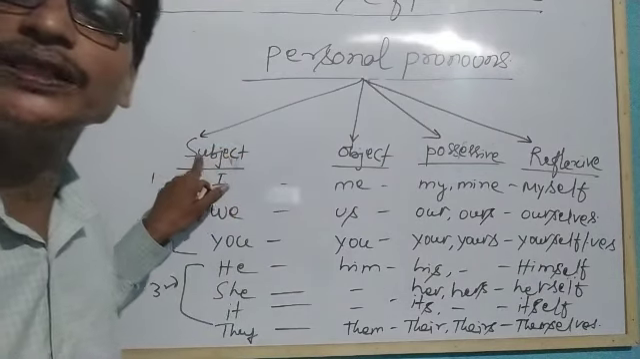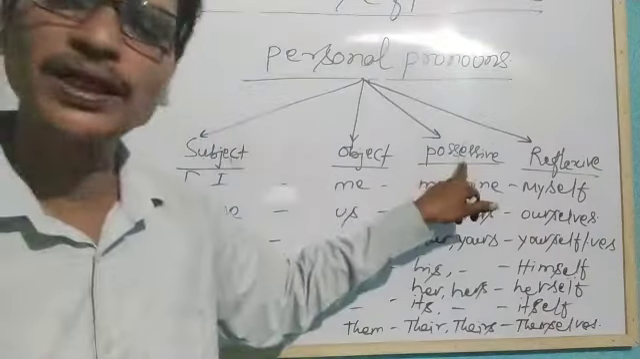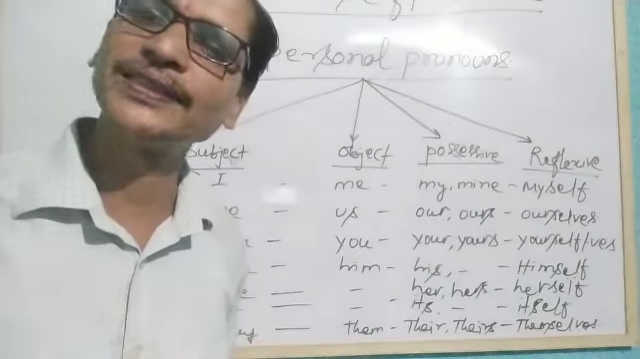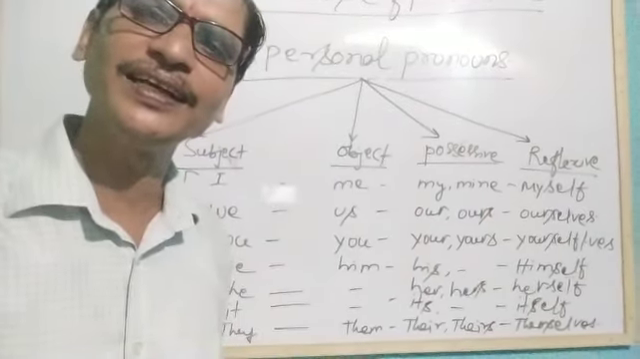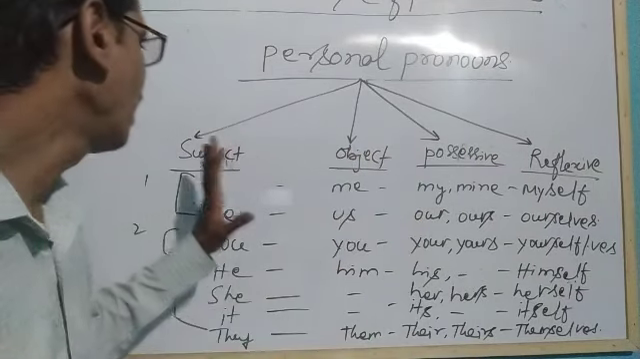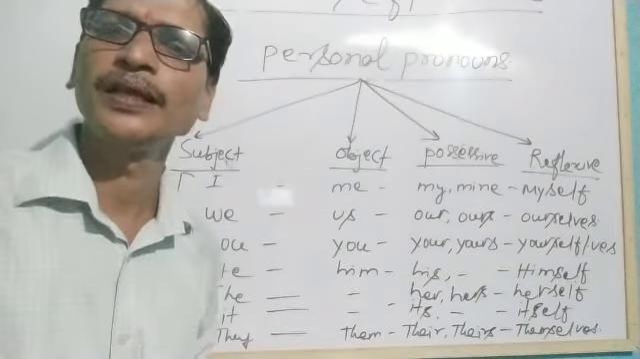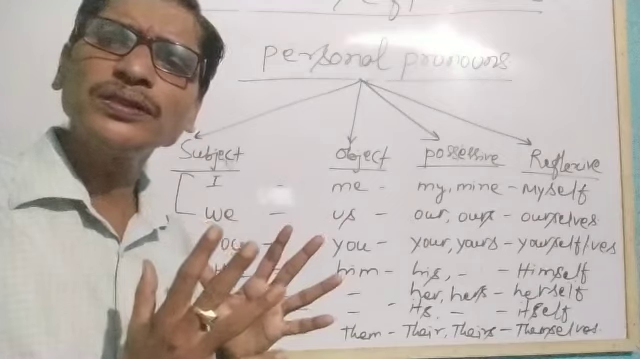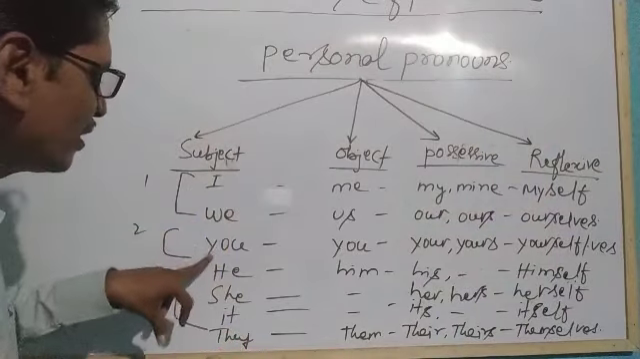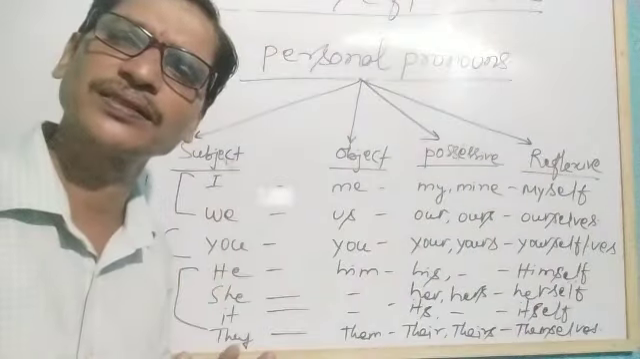Personal pronouns are used as subjects, as objects, as possessives, as well as reflexives. Okay, let's understand these four different uses: subject, object, possessive and reflexive. We can use some pronouns only as a subject, like I, we, you, he, she, it and they, which can only be used as subjects.